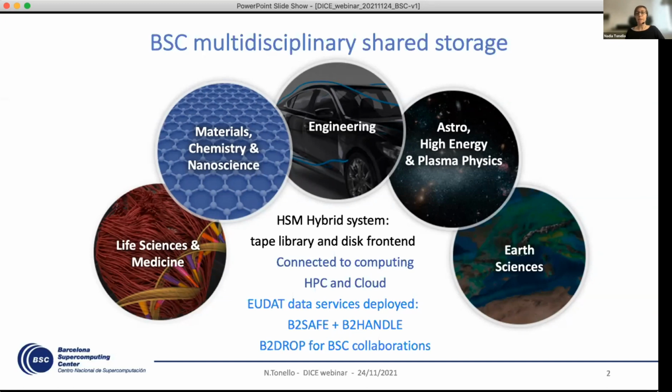And we have also already deployed a couple of EUDAT services. So there is not only pure HSM storage, but also policy-based storage like B2SAFE and, just for BSC collaborations, also B2DROP. We can talk about it also later in the Q&A session.